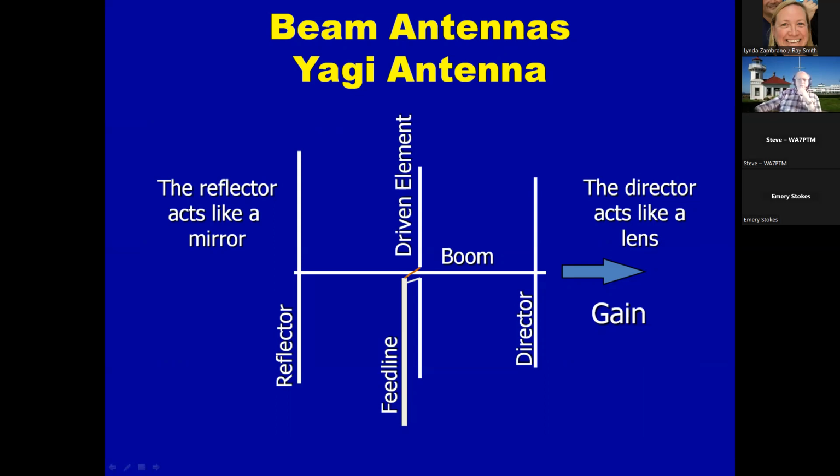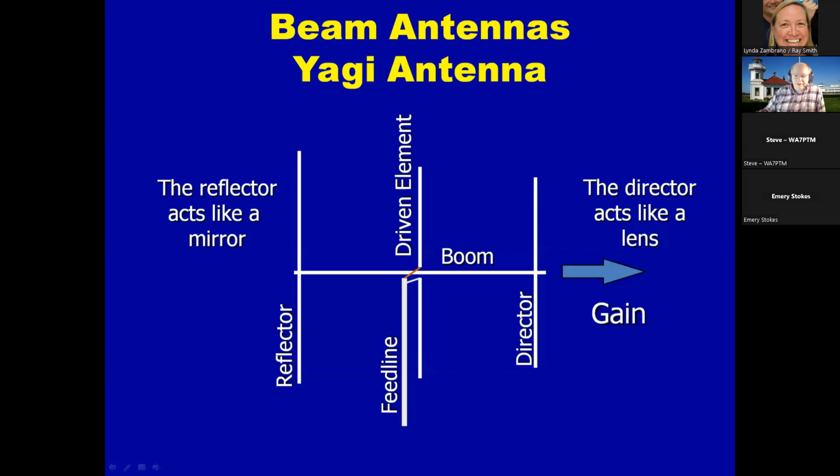So this is an example of a beam antenna, a Yagi antenna, named after Dr. Yagi, a scientist from back in the 20s or 30s who invented this. And you can see this is your basic 3-element Yagi antenna. In the middle, you see a feed line comes in to one element, which is called the driven element. To the left of that is another element called a reflector, which basically acts like a mirror, reflecting the signal in the opposite direction towards the right.